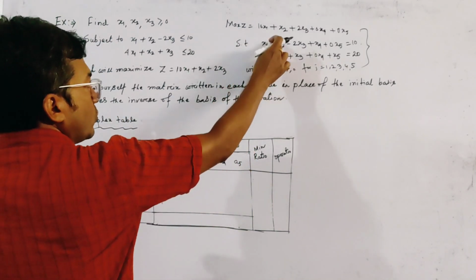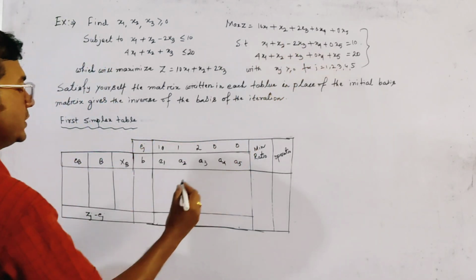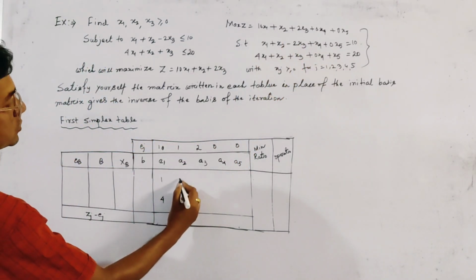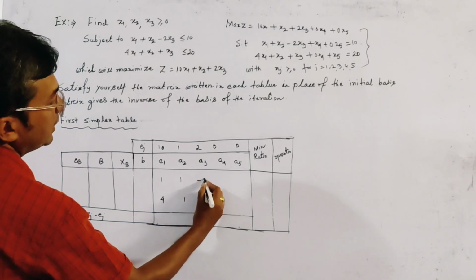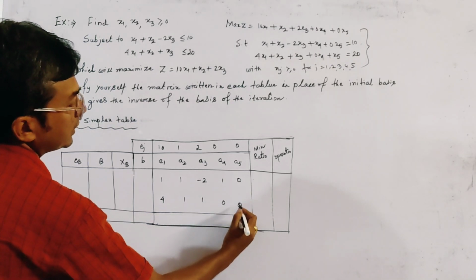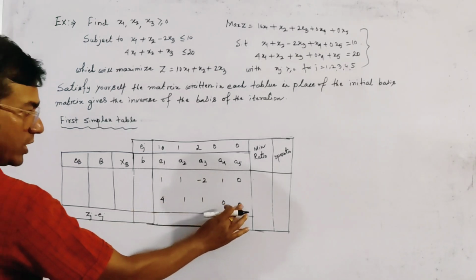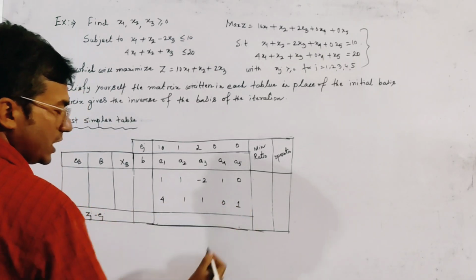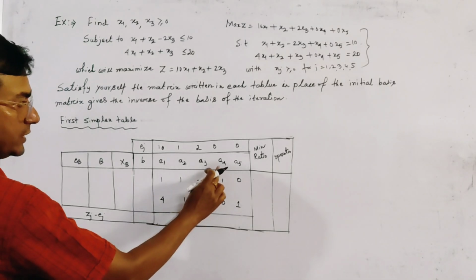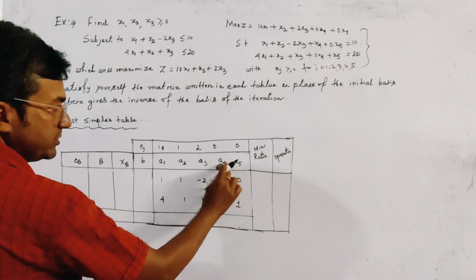And now we write the main matrix of the problem. This is given by 1, 4 for a1, 1, 1 for a2, minus 2, 1 for a3, 1, 0 for a4, and 0, 1 for a5. Clearly 1, 0 and 0, 1 are the two standard basis vectors, so in the basis there must be a4 and a5, these two vectors.